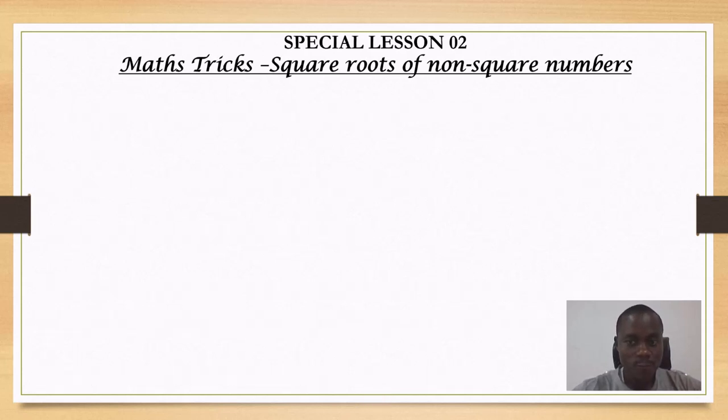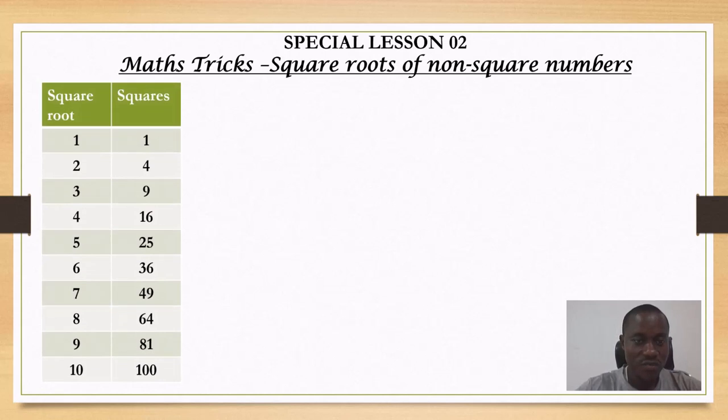So let's start. To start, we need to understand this table. On this table, you have squares and square roots. Now you have 1 to 10. The square of 1 is 1, square of 2 is 4, square of 3 is 9, and so on. So you continue to square of 9, 81, square of 10, 100. So the opposite is what we call the square root. So the square root of 100 is 10, the square root of 81 is 9, the square root of 64 is 8, the square root of 49 is 7, the square root of 36 is 6, the square root of 25 is 5, the square root of 16 is 4. So those are what we call square roots. Now, you have to cram all this before you can do what we want to do now.